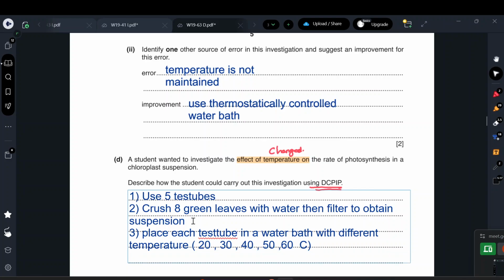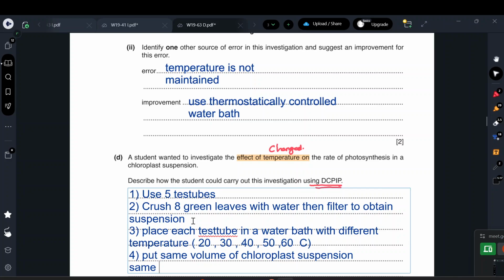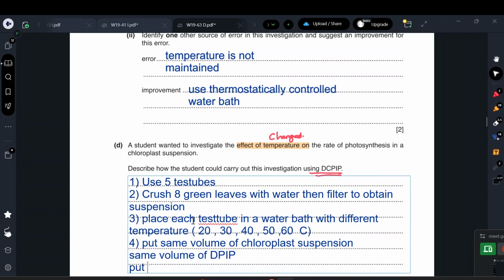What are your controlled variables? You are going to change the temperature. What has to be the same? Put same volume of chloroplast suspension. Same volume of DCPIP. Put all in the same light intensity. Careful that in the above experiment, he changed the light. For me, I'm changing the temperature. So it has to be placed in the same light intensity. Okay?